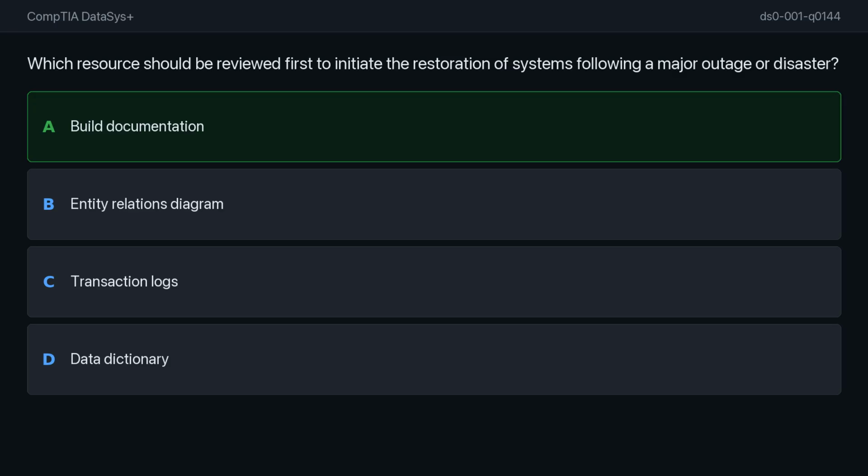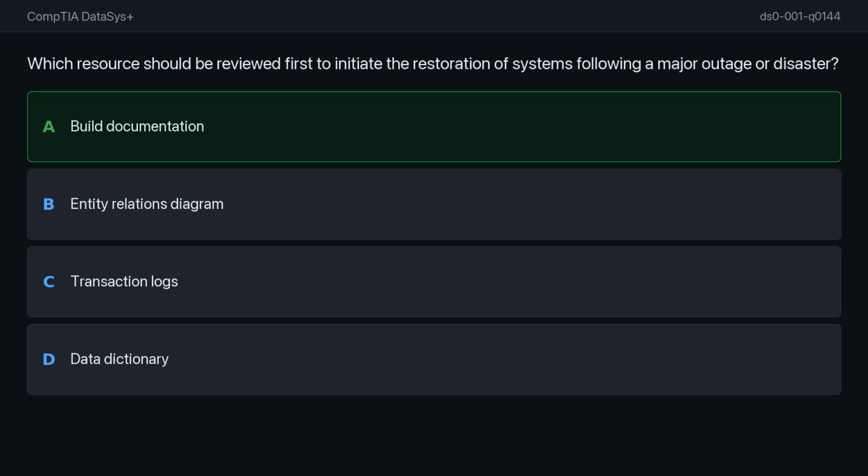The other options are less suitable for the initial phase of restoration. Transaction logs are helpful for point-in-time data recovery, but do not provide the infrastructure restoration steps. Entity relation diagrams and data dictionaries are focused on database structure, not recovery procedures.